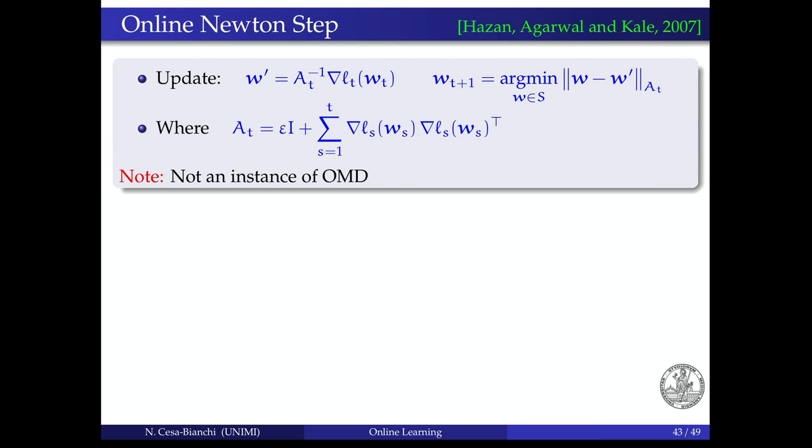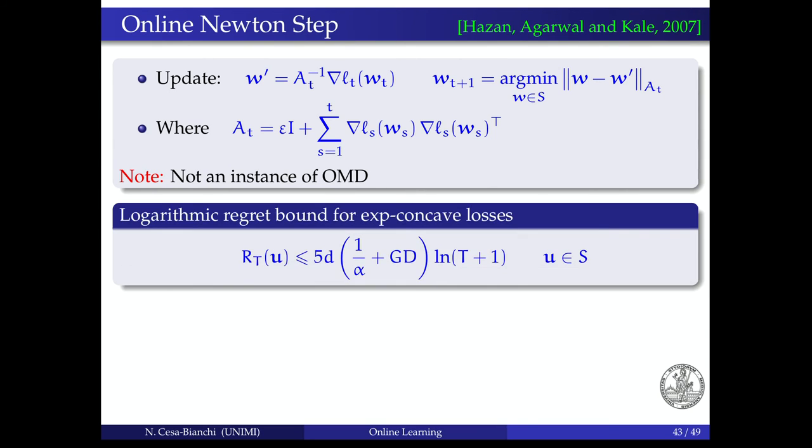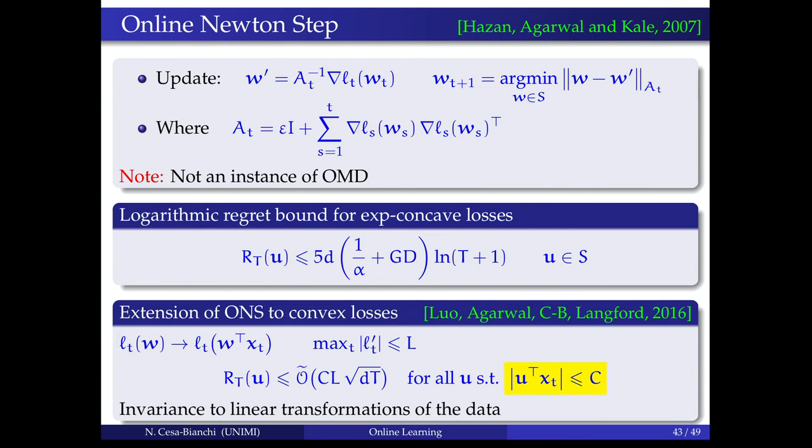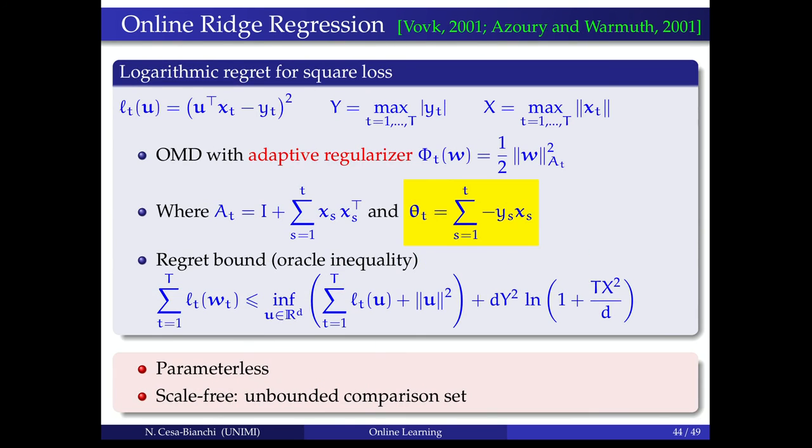You cannot write this as online mirror descent, but you can do an analysis using a similar technique, but not quite the same proof. And then you get a bound which contains the same gradient bound, the diameter bound, and they have a logarithmic term instead of a square root of T term. This is for all u in your convex set. And you can extend these bounds to convex losses. You won't get a logarithmic bound, but I'm going to skip this in the interest of time.